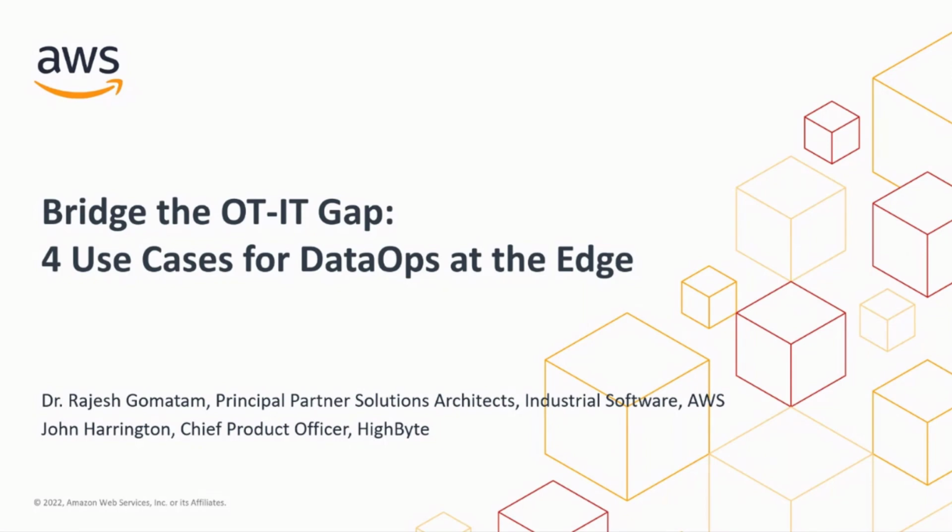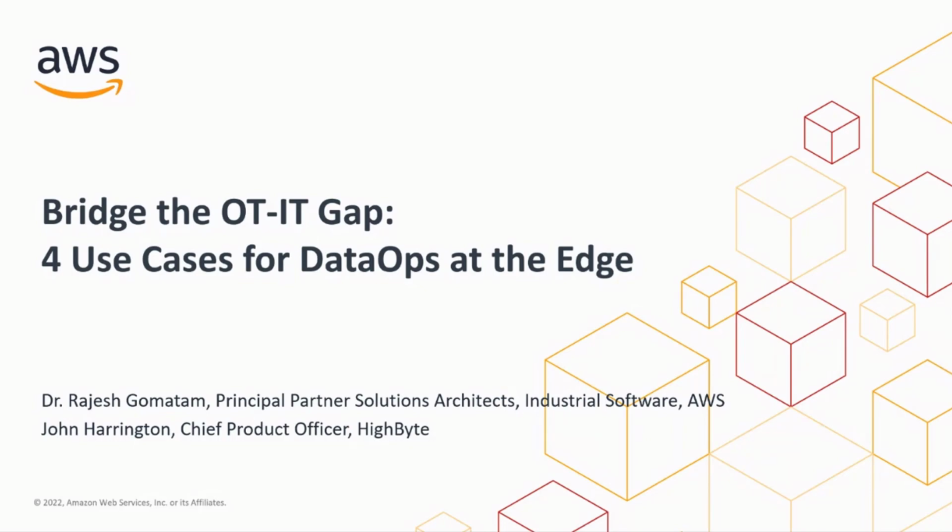Yeah, thank you, Rajesh. John Harrington, I'm the Chief Product Officer at HighByte. I have approximately 15 years of experience in industrial automation and this part of the industry, though I've got over 25 years of experience in technology for the manufacturing industry. So I'm looking forward to the conversation, looking forward to our experiences with AWS and to sharing a number of use cases that our customers have been very successful with, integrating data into the AWS cloud.